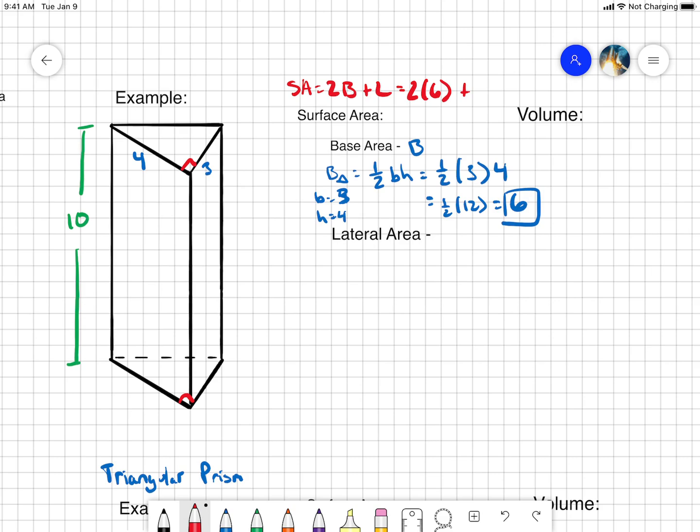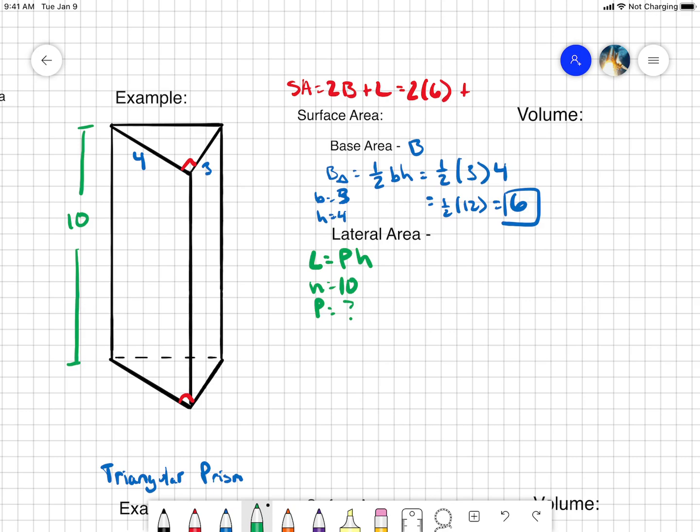So remember now that L, lateral area, is equal to the perimeter of my base times the height of my whole object. So we already know that the height of the whole object is 10. We now need to figure out, well, what's the perimeter of my base? Well, the problem is I can't do this necessarily, because I only have 2 pieces.